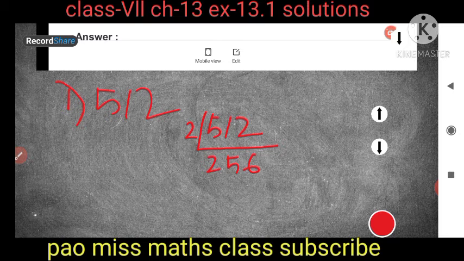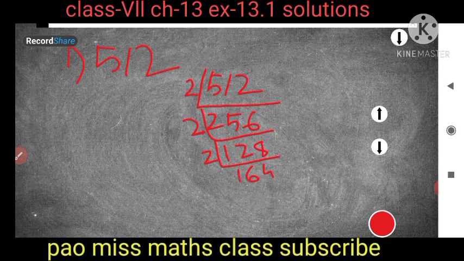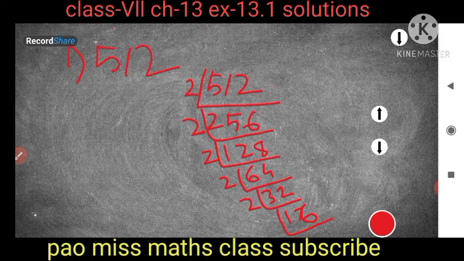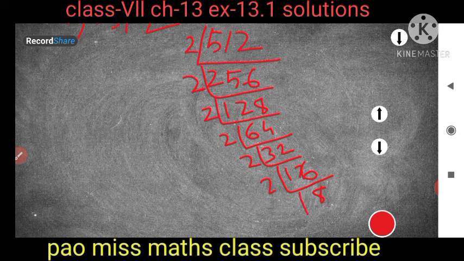256. Now 256 will again divide by 2. 128. Now again 128 is also divisible by 2, isn't it? So how many times? 64. Now again 64 is also divisible by 2. How many times? 32. Now again 32 is also divisible by 2. How many times? 16. Now again 16 is also divisible by 2. How many times? 8. Now again this is also divisible by 2. How many times? 4. Now again this is also divisible by 2. How many times?